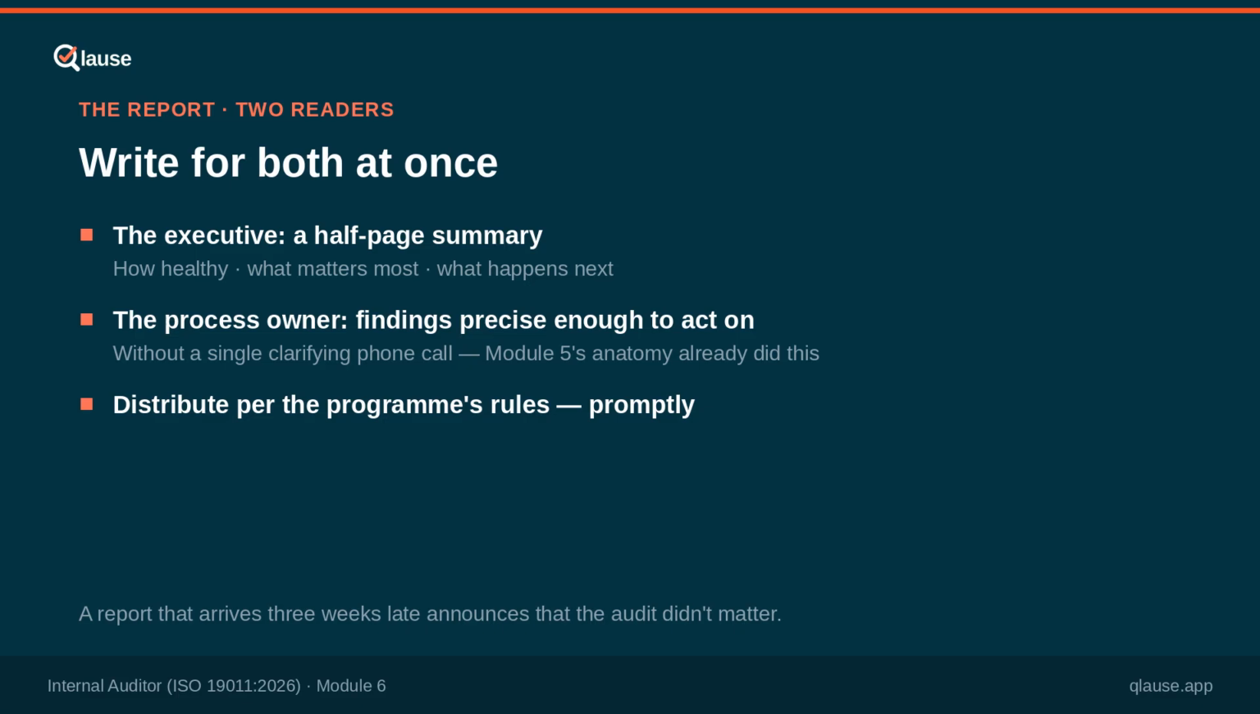And write it for 2 readers at once because they need different things. The executive gets a half-page summary that answers 3 questions. How healthy is the system? What matters most? And what happens next? The process owner gets findings precise enough to act on without a single clarifying phone call, which, if you built them with Module 5's anatomy, they already are. Then distribute promptly, per the program's rules. A report that arrives 3 weeks late announces, louder than anything written in it, that the audit did not matter.